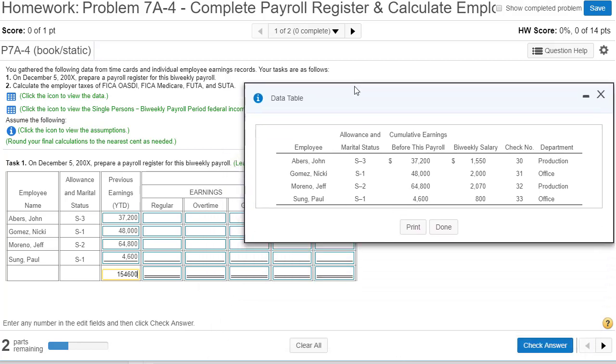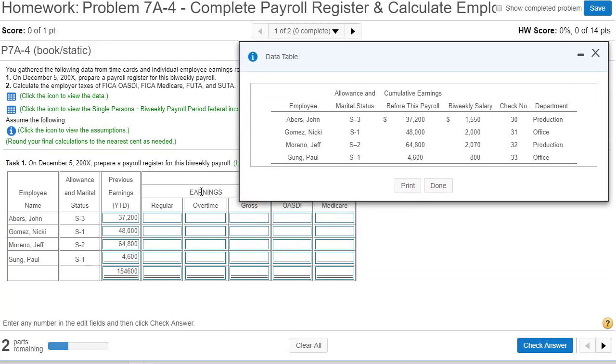Now, we need to fill in our regular earnings. Notice over here in the table it says biweekly salary. Because these people are salaried, that means they're not hourly. Since they're not hourly, they do not get overtime. So we're going to leave the overtime column blank. We're just going to copy this data over. This is the gross pay for regular earnings. Paul doesn't get paid much. And then we're going to add these up, and it looks like we get 6,420.